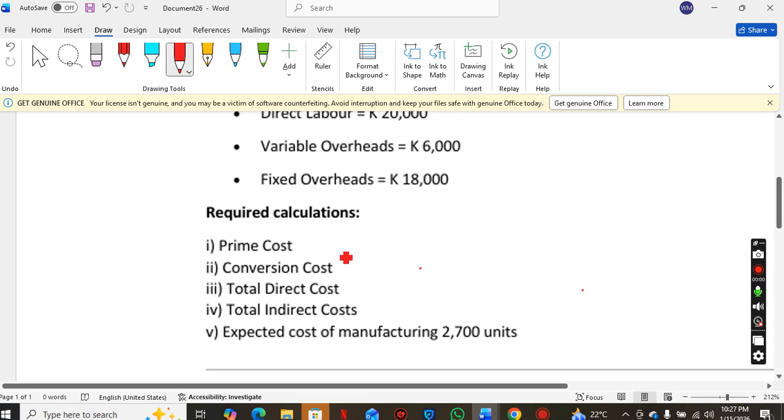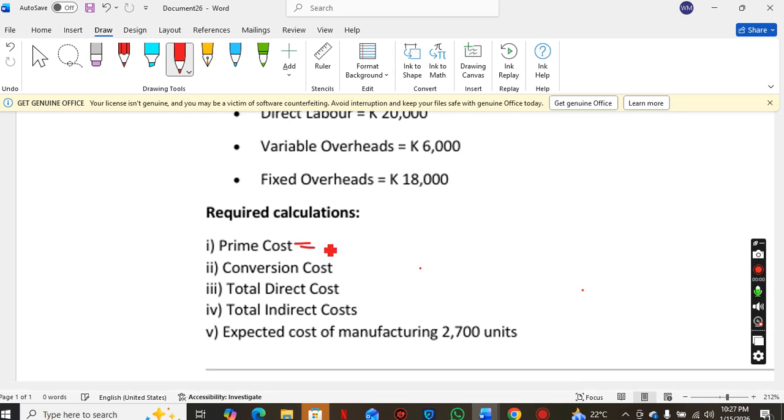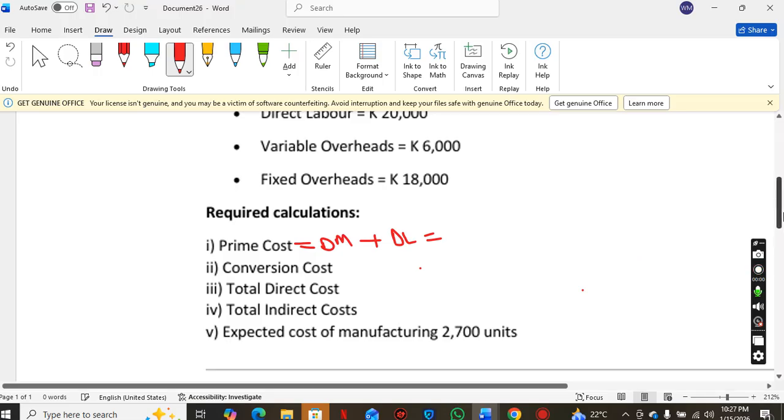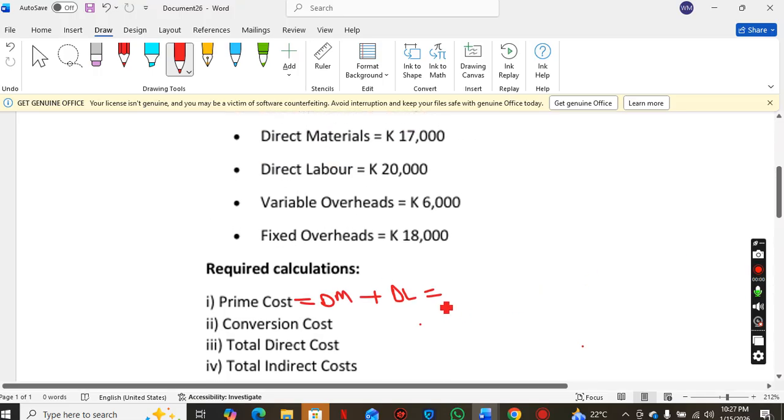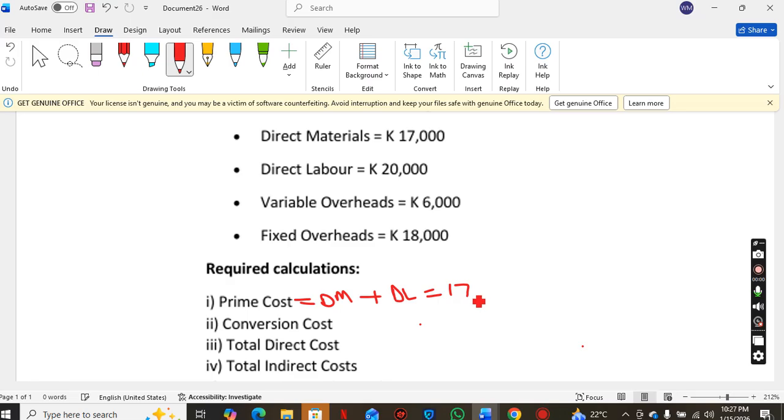Alright, so for our prime cost, we say it's direct material plus direct labor. So direct material 17,000, direct labor 20,000. So our prime cost, 20,000 plus 17,000, is 37,000.